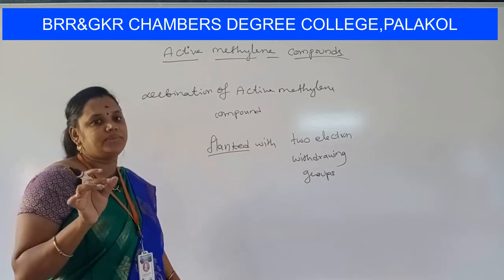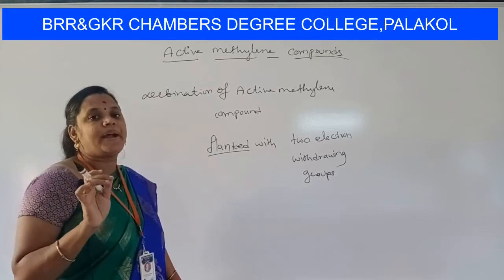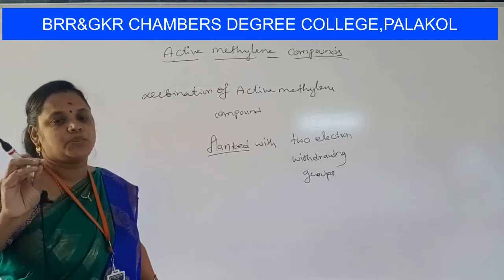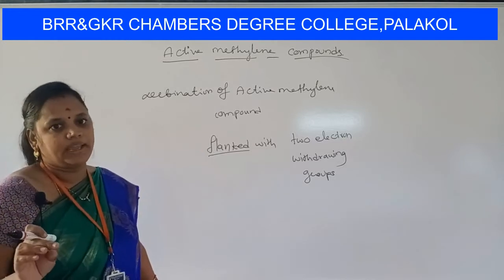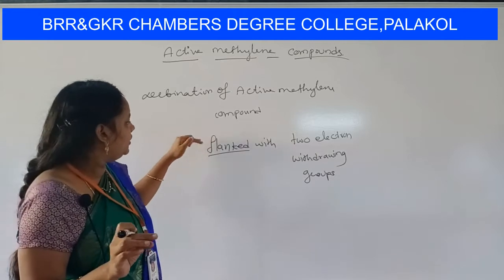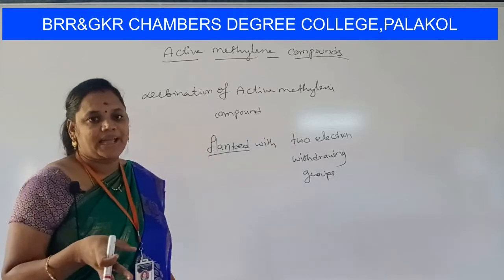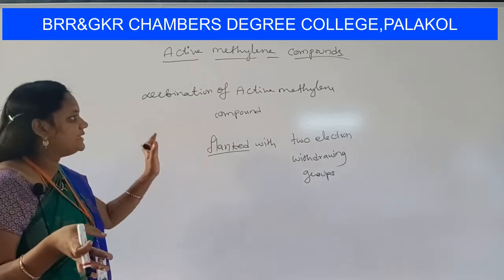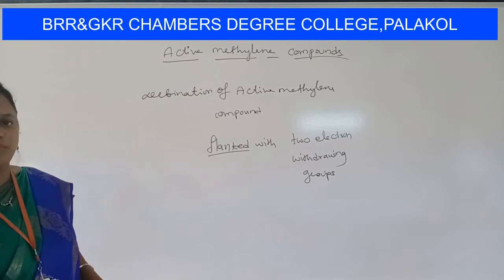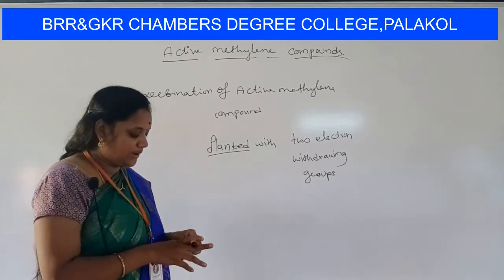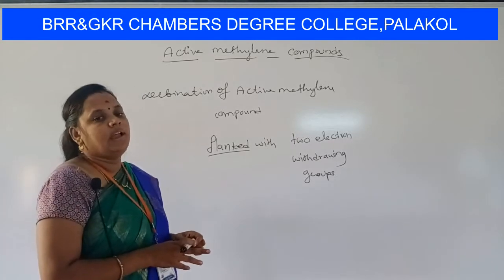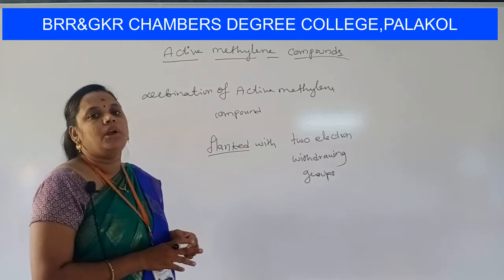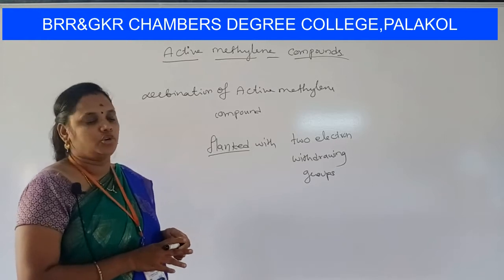What is an active methylene group? It shows its easiness to participate in reactions, and it easily donates a proton and forms a carbanion to participate in the reaction. So this is the definition of active methylene compounds. I repeat it once again, it's very important, students. Active methylene compounds are those organic compounds which are flanked between two strong electron withdrawing groups.